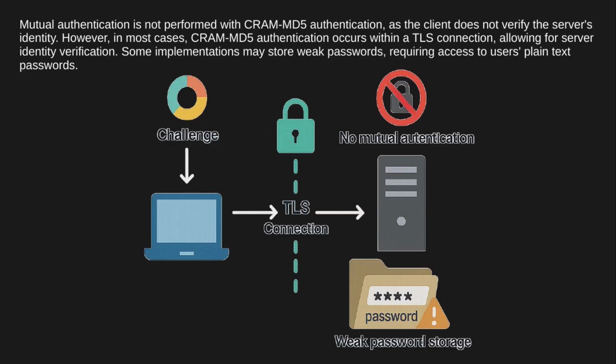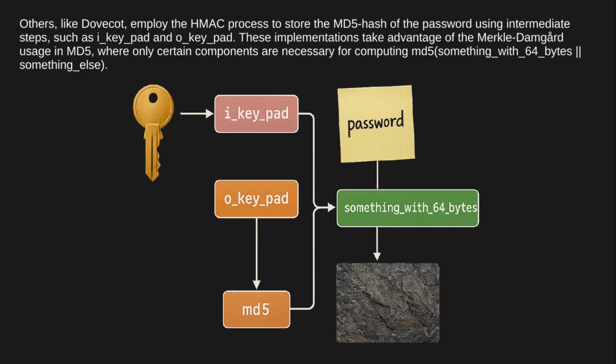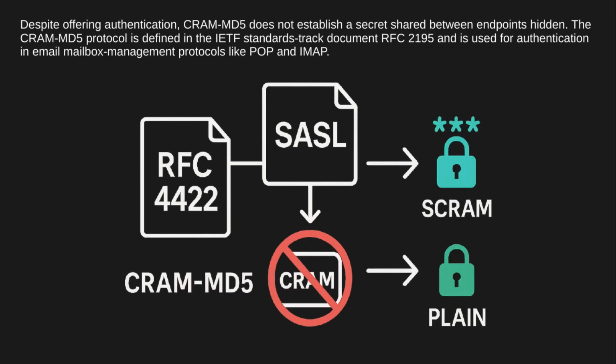Some implementations may store weak passwords, requiring access to users' plain text passwords. Others, like Dovecot, employ the HMAC process to store the MD5 hash of the password using intermediate steps, such as iKeyPad and oKeyPad. These implementations take advantage of the Merkle-Damgård construction used in MD5, where only certain components are necessary for computing MD5. Despite offering authentication, CRAM-MD5 does not establish a secret shared between endpoints hidden.